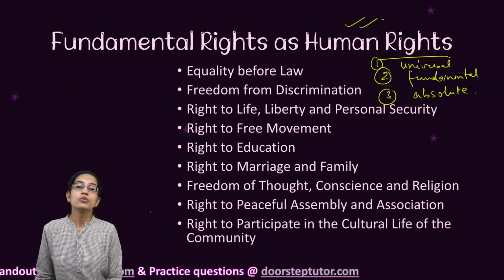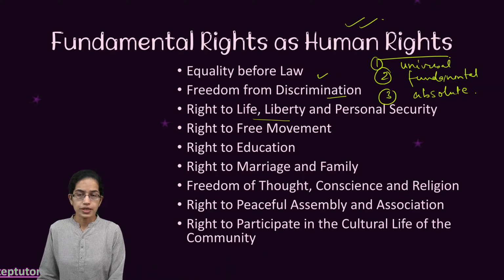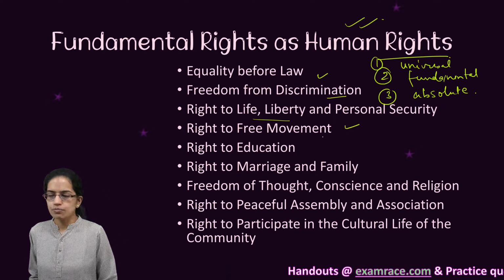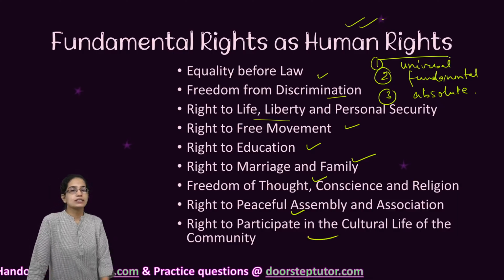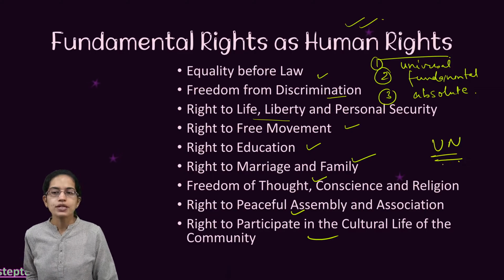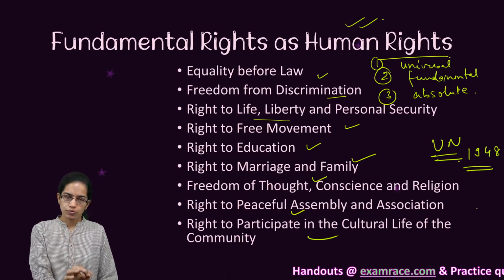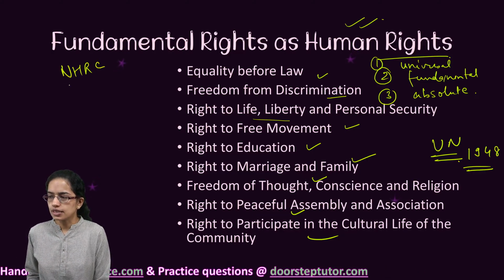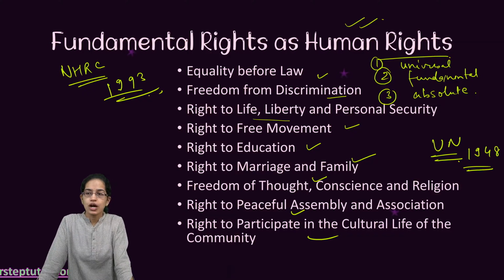Now these are the human rights: equality before law, freedom from any kind of discrimination, right to life and property, right to life and liberty, right to freely move, to education, for marriage and family, freedom of thought, peaceful assembly and participation in the cultural life of the community. Now the General Assembly of the United Nations adopted the human rights in the year 1948, and this was called the Universal Declaration of Human Rights. Later on, this was accepted in India as well, and the National Human Rights Commission was formed in 1993, and that was where Indian citizens were given the human rights.